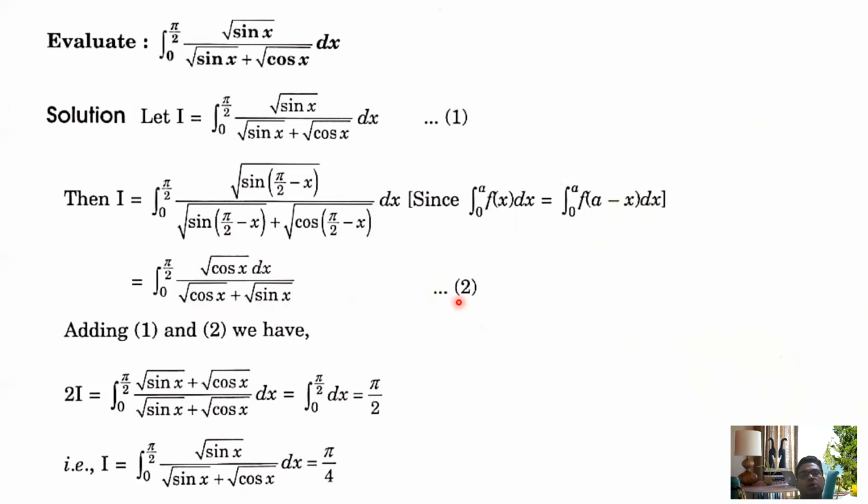This is number 2. So adding equation number 1 and equation number 2, we get 2I is equal to 0 to pi by 2 of (root under sin x plus root under cos x) by (root under sin x plus root under cos x). Ultimately this is cancelled. So you have 0 to pi by 2 dx, which is equal to pi by 2. That is I is equal to 0 to pi by 2 root under sin x by (root under sin x plus root under cos x) dx, which is this 2 divided by this, that is pi by 4. This is a very important question.